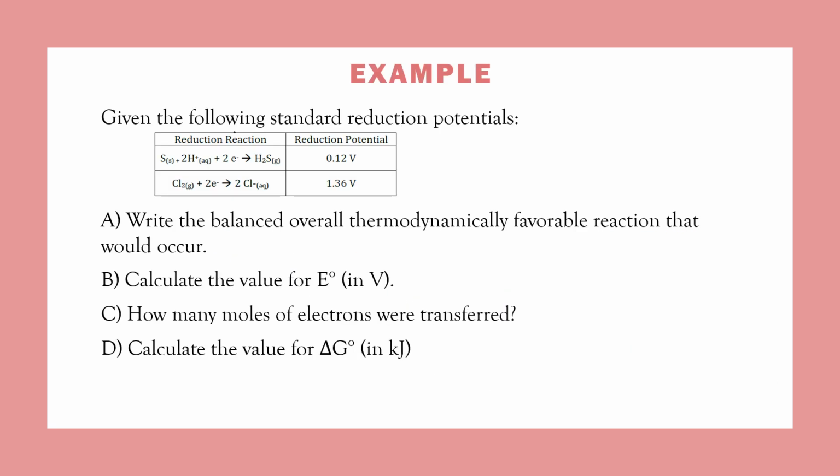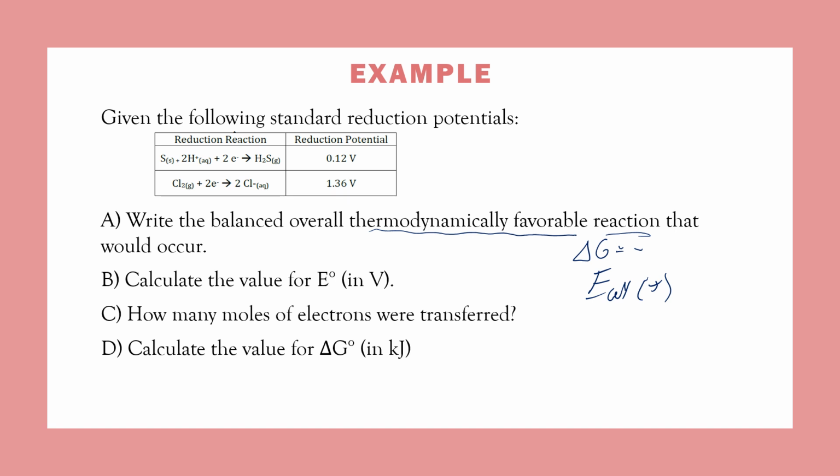So here's another example. We have the following standard reduction potentials for those two half reactions. We want a thermodynamically favorable reaction, so that means delta G must be negative, and that means our cell potential must be positive. So that's what it means, it's a voltaic cell, because it has a positive voltage. It must not have a power source.